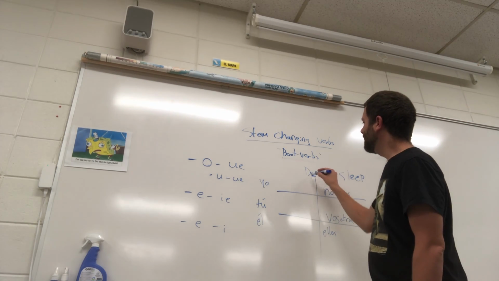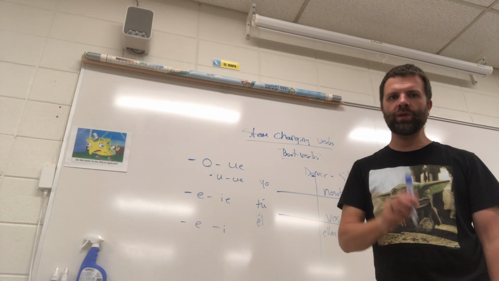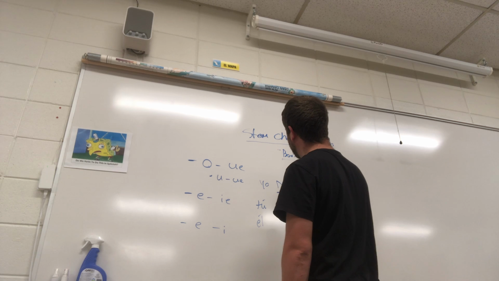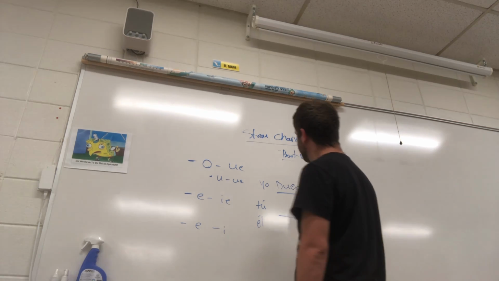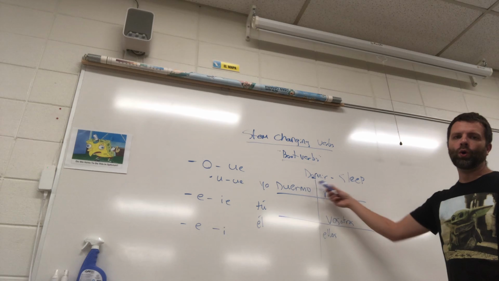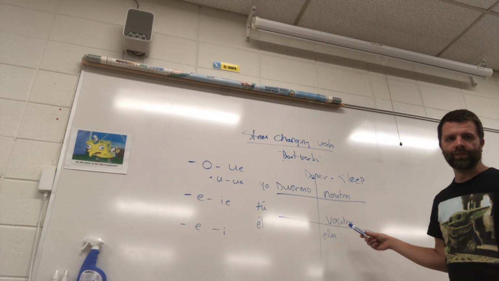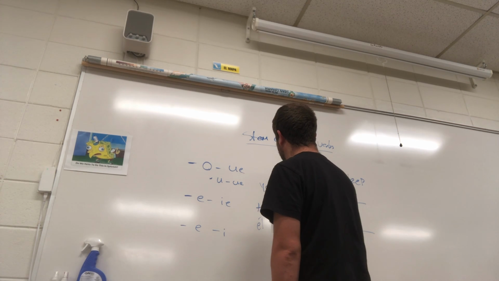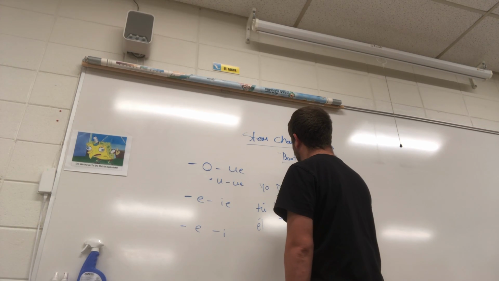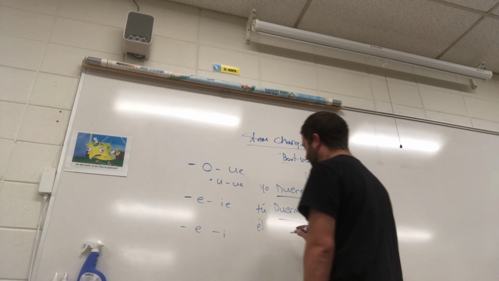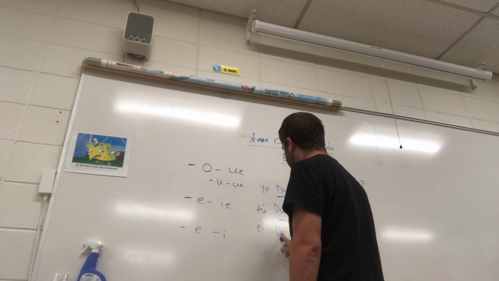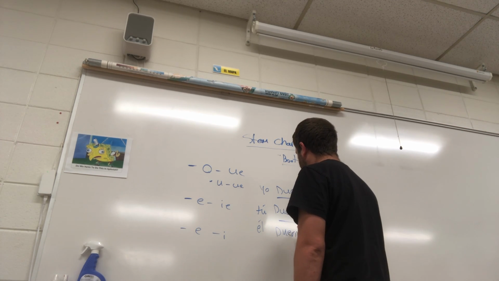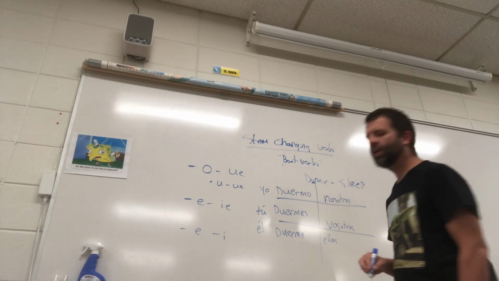Dormir is a stem-changing verb. This O changes to a UE when you conjugate it. So let me show you. If I want to say, I sleep, they do not say dormo. It is duermo. The O changes to a UE. You sleep, tú duermes. He, she, it, or you, formal, sleeps: él, ella, usted, duerme.